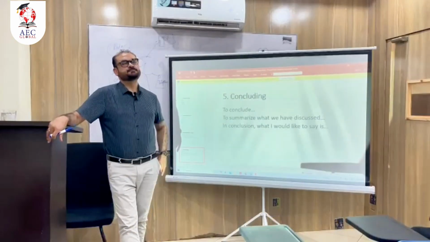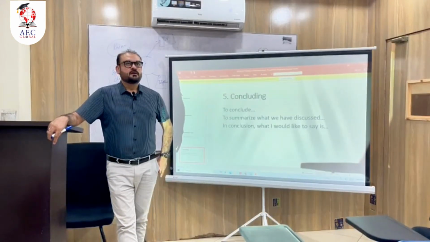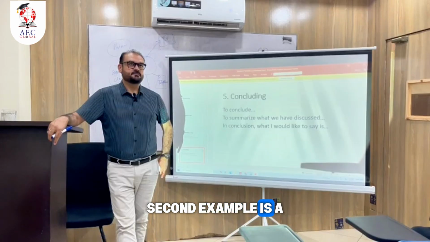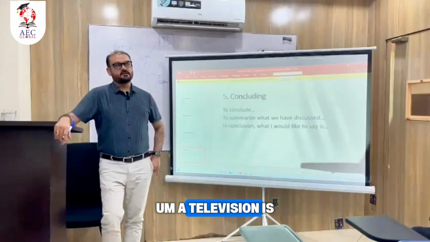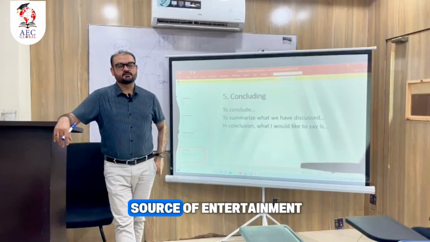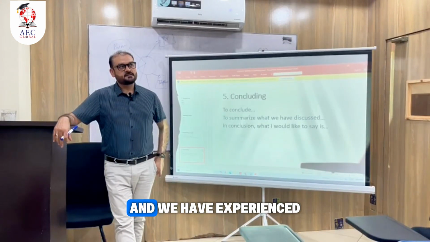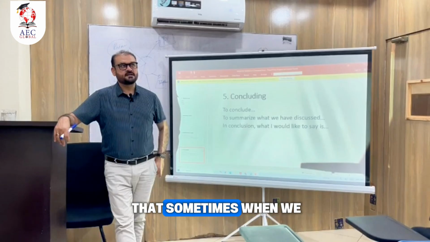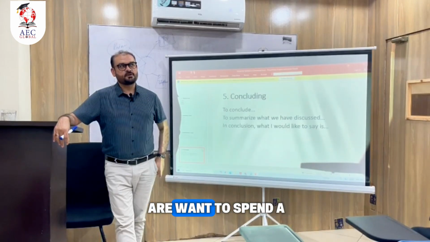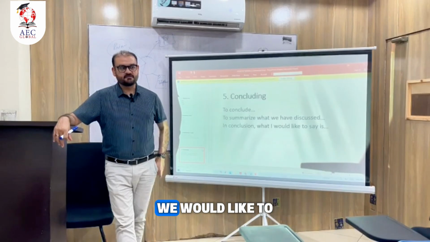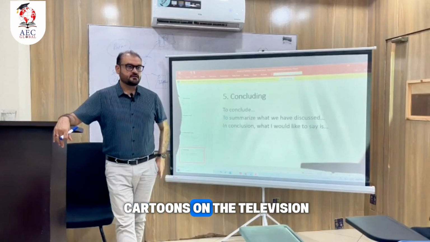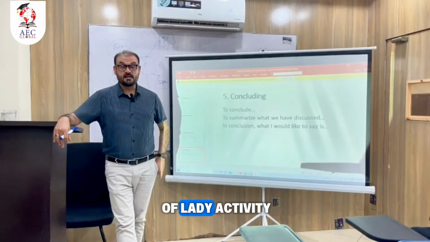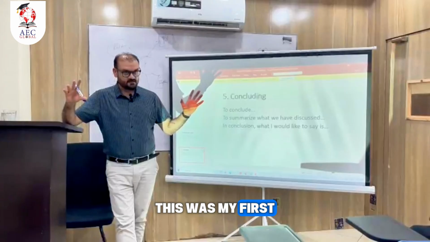Second example. The second example is a bit more complicated and longer. Television is considered to be a source of entertainment. And we have experienced that sometimes when we want to spend some leisure time, we would like to watch amusement shows, amusement stories, amusement cartoons on the television to find some kind of leisure activity. This was my first sentence.